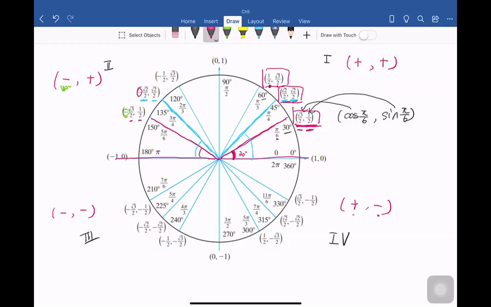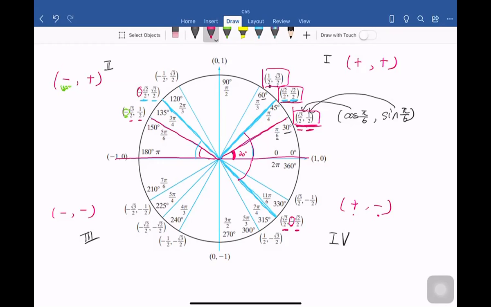How about this one? The reference is 45, and this one, they have the same reference angle, 45 and 45. So here they are the same, which is square root of 2 over 2, square root of 2 over 2. The only difference is the x value in the fourth quadrant is negative. I just put a negative sign here.